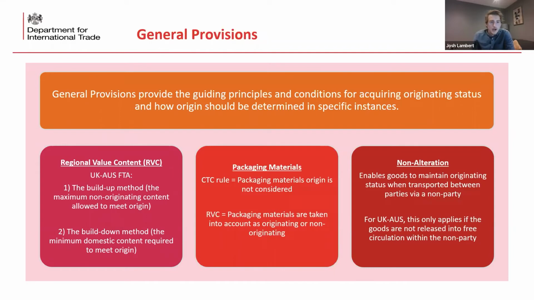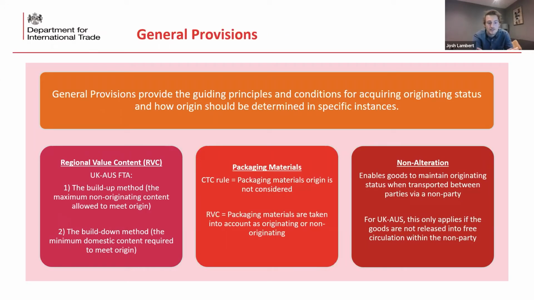Perfect. So this is the general provisions section of the text. And again, I'll give you a couple of seconds just to familiarize yourself with the slide on the screen. Cool. So, the general provisions section of the RU chapter consists of 17 articles that set out the overarching principles of acquiring originating status and how origin should be determined in specific circumstances.